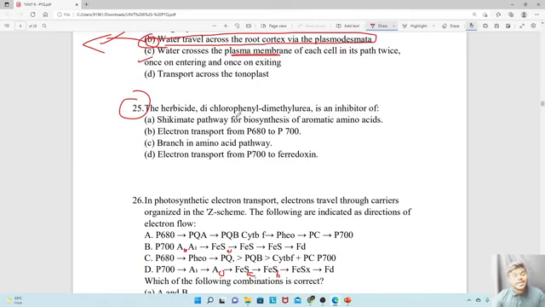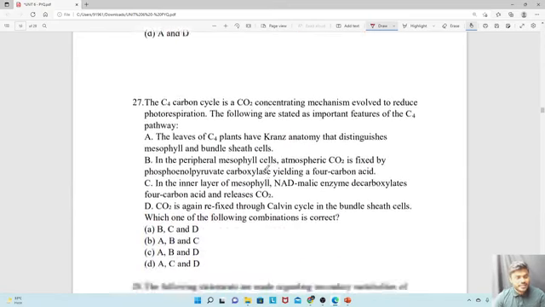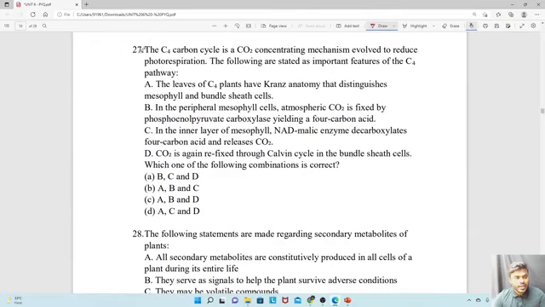The herbicide dichlorophenyl dimethylurea is an inhibitor of. We discussed now, friends. It actually blocks the electron flow between P680 and P700. It's a direct question, friends. The answer will be B. This question we have already done. It got repeated. Done. Okay. Question number 27.